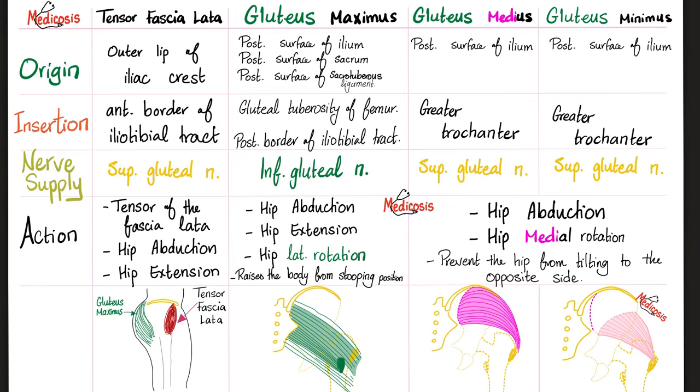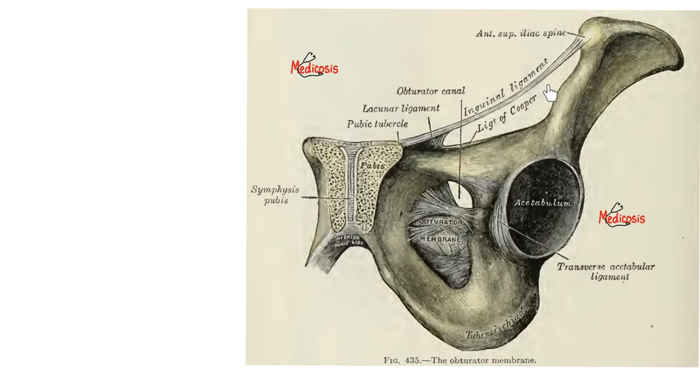thigh. If you want to learn about the gluteus maximus, gluteus medius, gluteus minimus, and even tensor fascia lata, please watch my video on anatomy of the lower extremities. The iliopsoas tendon passes deep to the inguinal ligament.